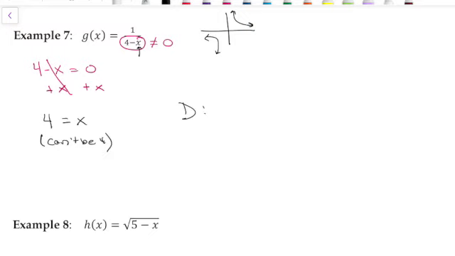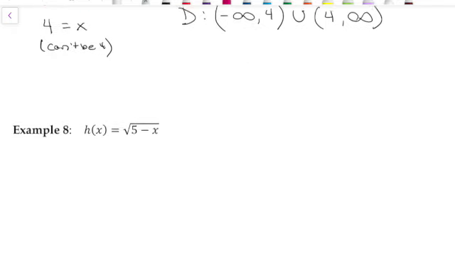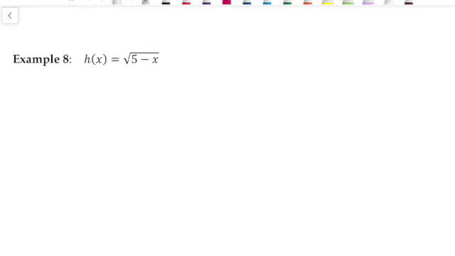So what is the domain? The domain is going to be negative infinity up to 4, union with 4 to infinity. All right, so this thing, as we can see now, is actually shifted over to where this is 4, and then we have this one here and this one here. So that's what it actually looks like. Okay, another one without a graph. So see what you can do with that.